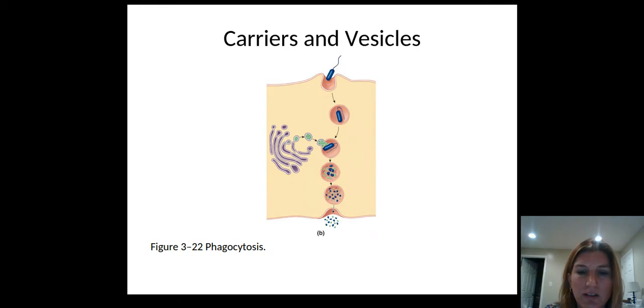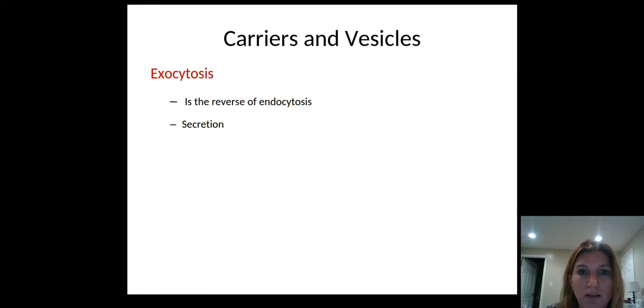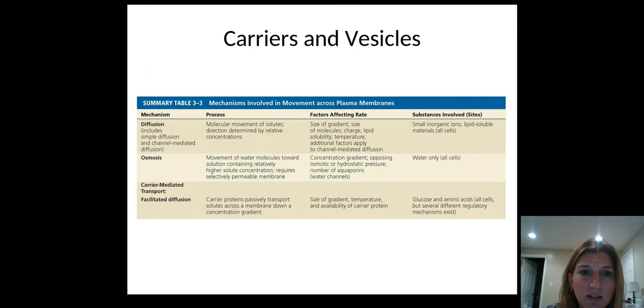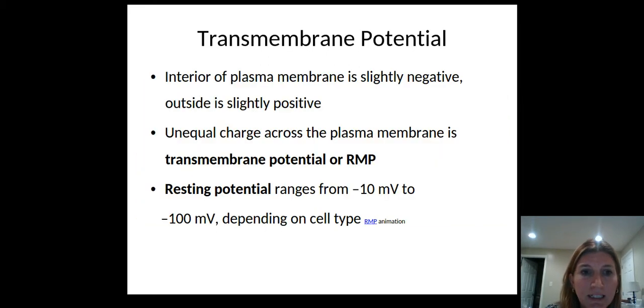Here's just a little image so you can see the endocytosis side and then the exocytosis side. This bacteria comes in, it's engulfed, that would be like phagocytosis, and then these little lysosomes coming off of the Golgi engulf that bacteria, gobble it up, and then spit it out. That's the exocytosis. And it's basically the reverse of endocytosis, as I said. This chart is just going through all of the different types of movement, ways that molecules get across the cell membrane. And, last couple of concepts.